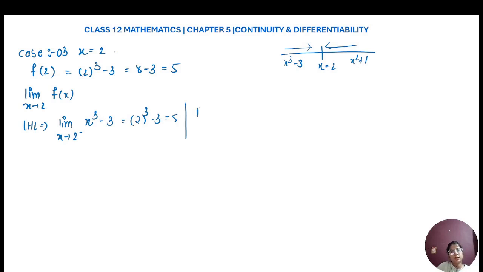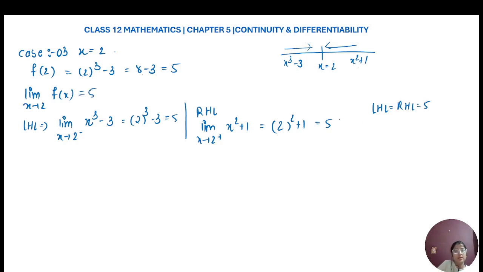Our left hand limit is 5. Now the right hand limit is the limit as x tends to 2 plus. Your function is defined here as x square plus 1, so this will be 2 square plus 1, and this is nothing but 5. As you can see, the left hand limit is equal to the right hand limit, which is 5. So the limit of the function is 5. The function value is also 5, the limit value is also 5. From here we get, f is continuous at x equals 2 also.